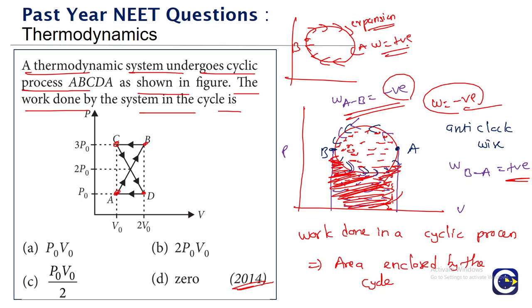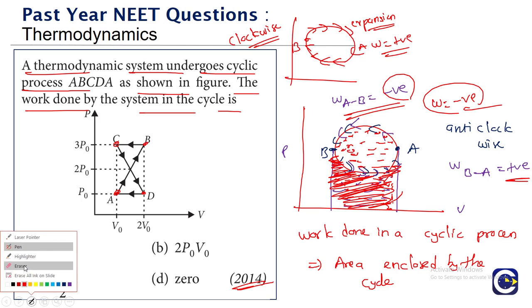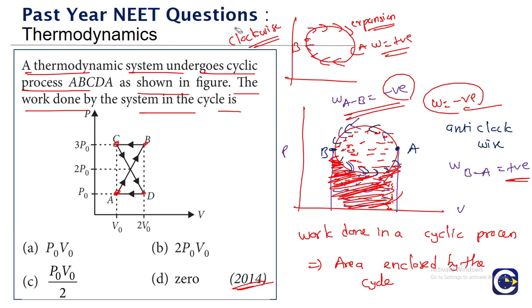And in case of the clockwise, the one that I have just drawn now, work will be positive. The upper curve part is expansion. So the system will actually do the work. Work will be positive. But in case of the anti-clockwise, work will be negative, which means work is done on the gas.